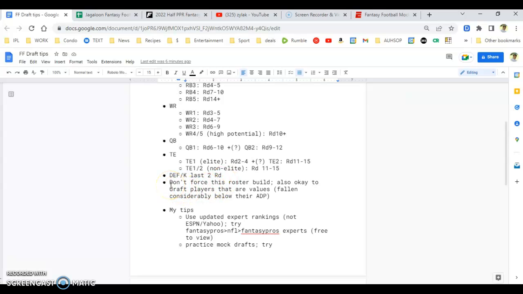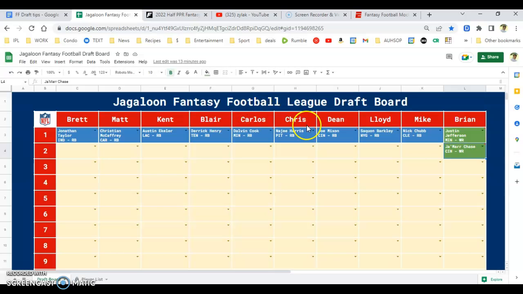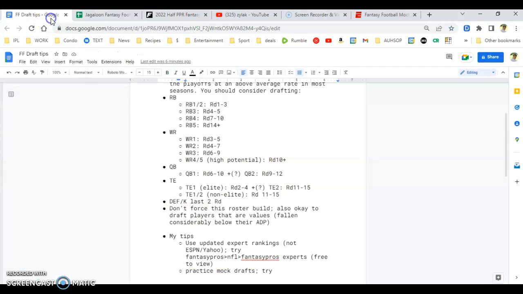Lastly, you should not force this roster build. So it's okay to draft players that are values. So for example, I have this draft board that I made up for Doogie's league that I'm joining. So for example, in the tips that I gave you, it says you should draft two running backs in the first 3 rounds. Well, let's look at this.